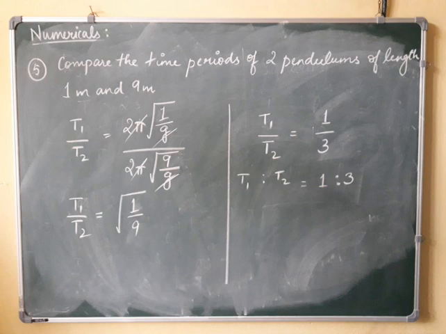So when you take the square root, you will get 1 by 3. So t1 is to t2 is equal to 1 is to 3. Okay, that is the time period.